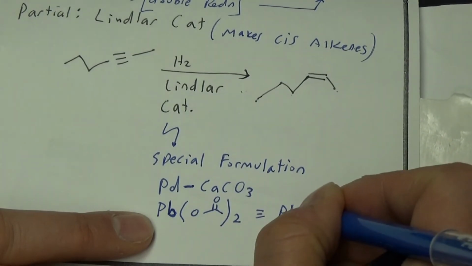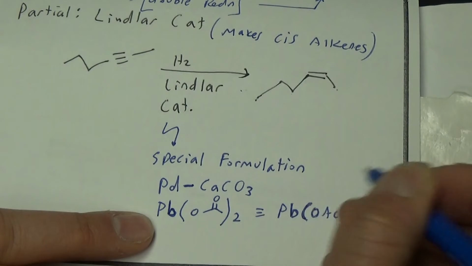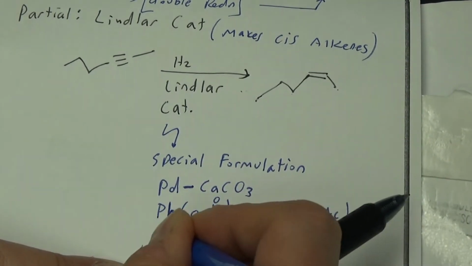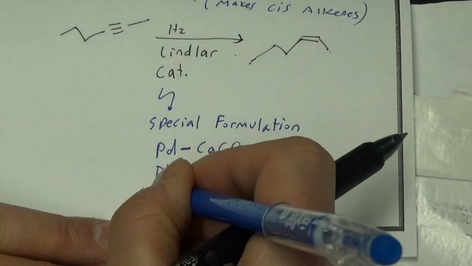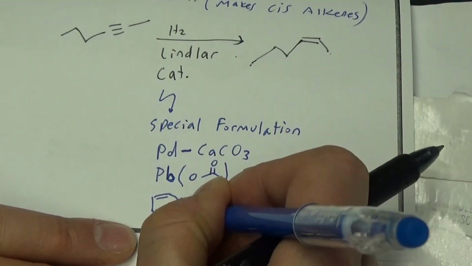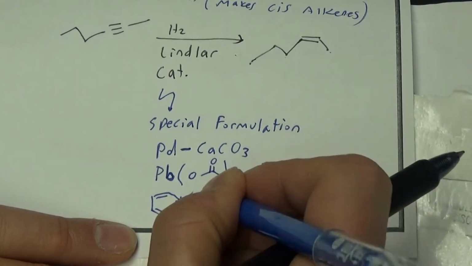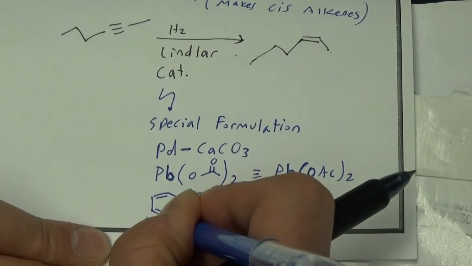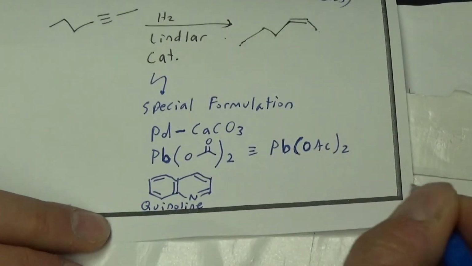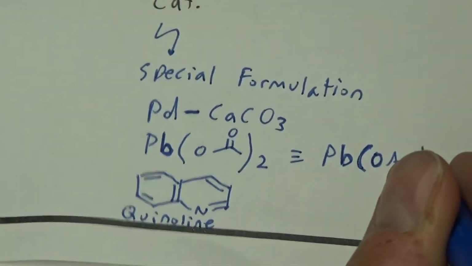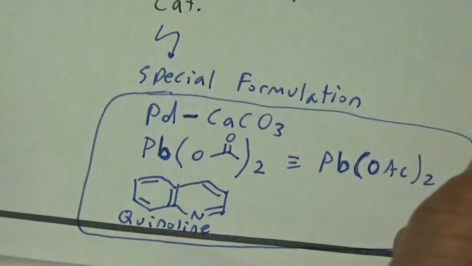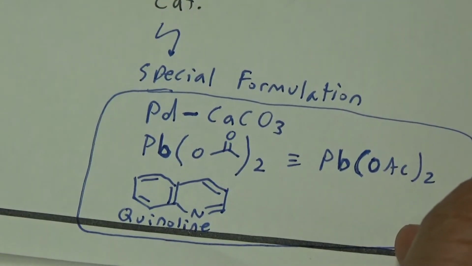which is Pb(OAc)2, lead diacetate. It's also got some quinoline, which is a benzene with a nitrogen. This stuff is called quinoline, right? So that's what Lindlar catalyst is. It's a mixture of these three chemicals. You obviously don't need to know that. Just remember Lindlar. And what does Lindlar do?